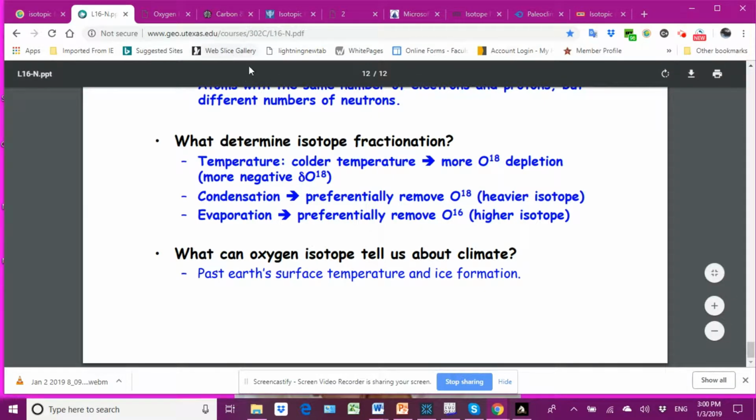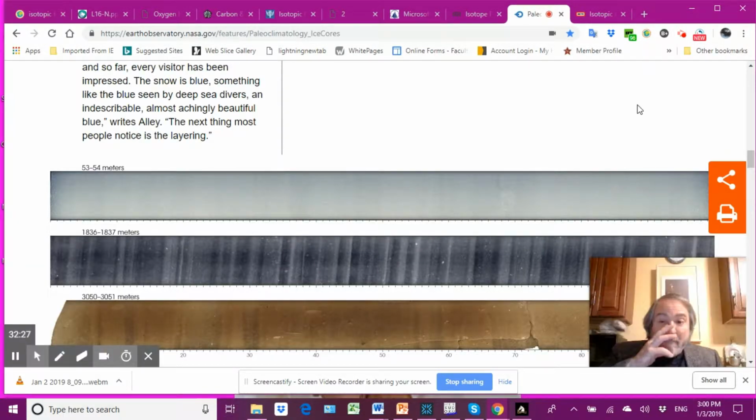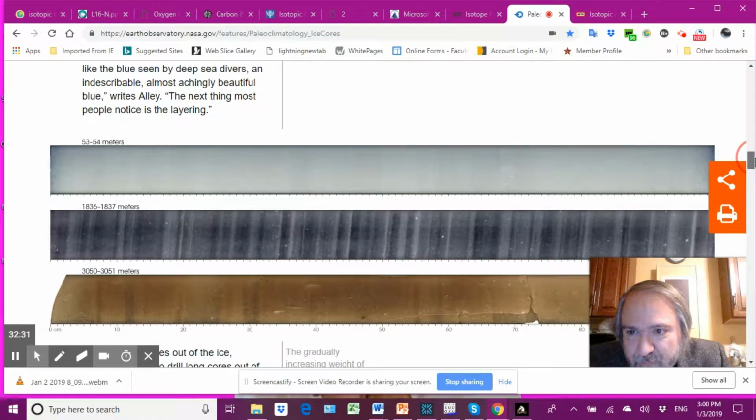Okay, I want to show you, I think it's over here. Yeah, this is a picture of an ice core. Well, several pictures of an ice core. And this is an Antarctic ice core. This is basically 53 to 54 meters.